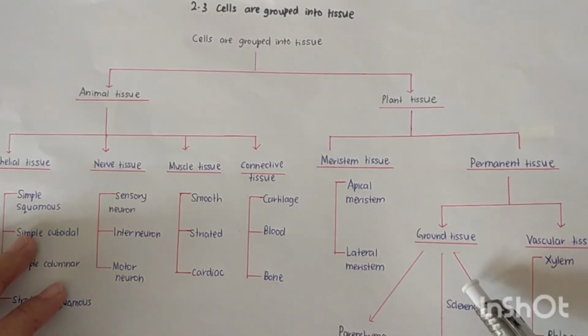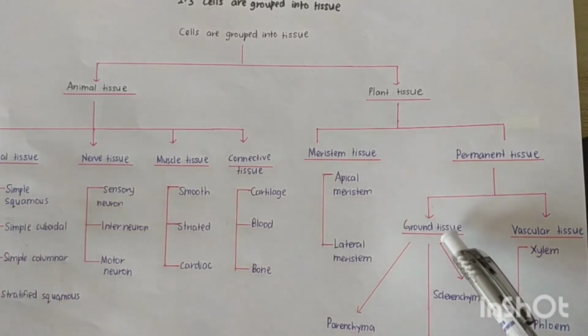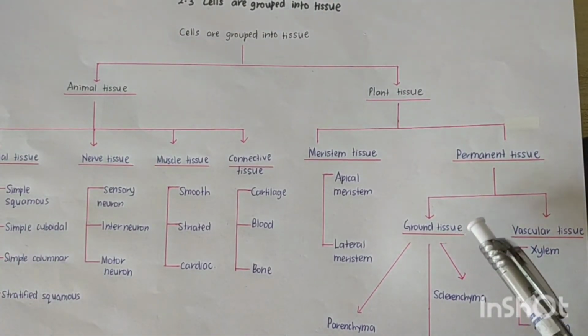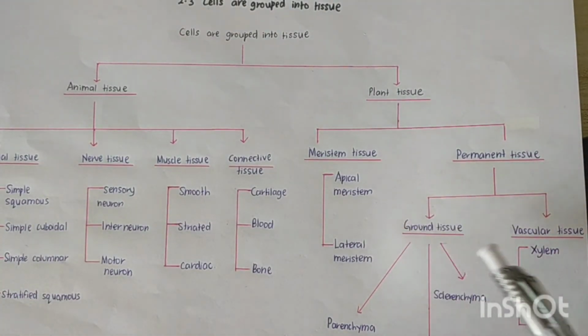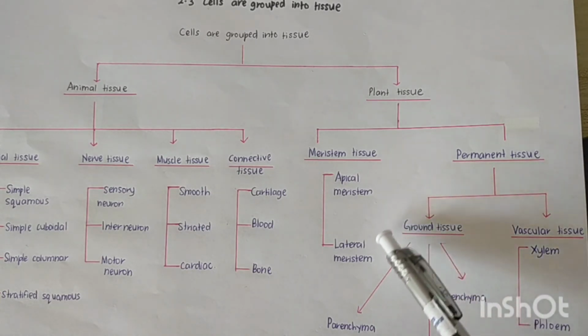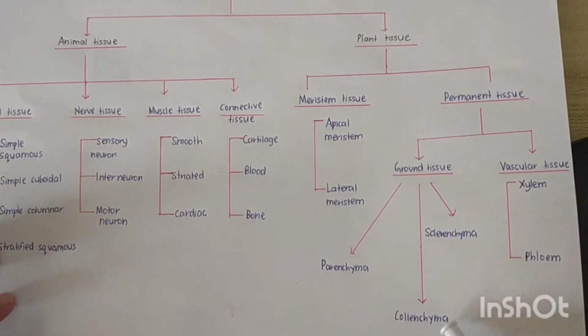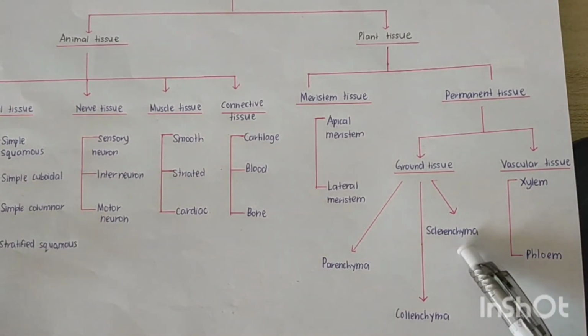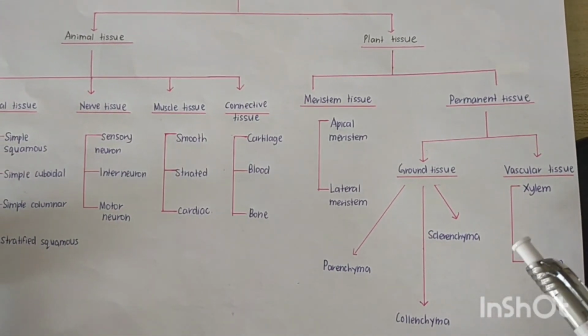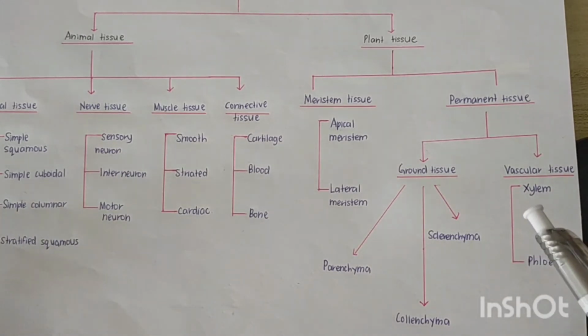And then for permanent tissue, firstly, we look at here. We classify it first, whether the permanent tissue is ground tissue or vascular tissue. For ground tissue, it has 3 types of tissue. The first one, parenchyma. Second, collenchyma. The other one, sclerenchyma. While for vascular tissue, it has 2 types of vascular tissue, which are xylem and also phloem.